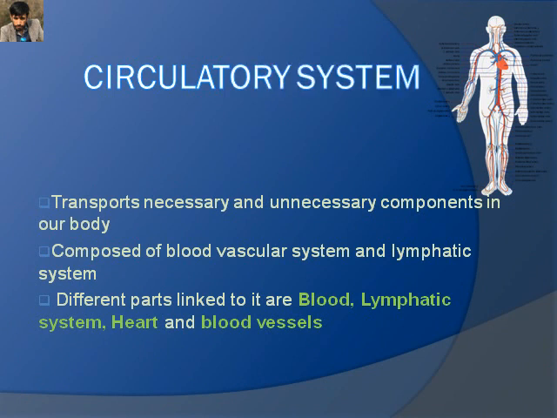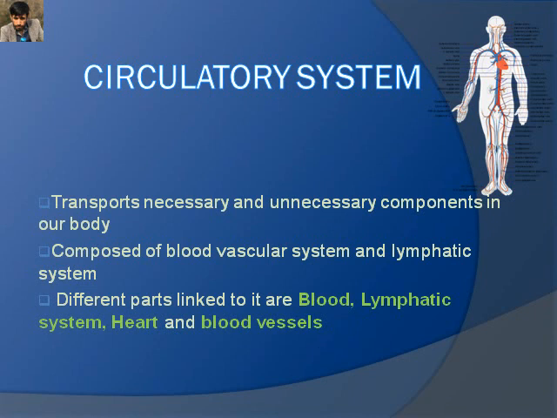Transportation of the necessary components like nutrients, oxygen, hormones, enzymes, and unnecessary components like excreta, carbon dioxide, etc. throughout the body is called circulation. The system in our body that is associated with circulation is called circulatory system.